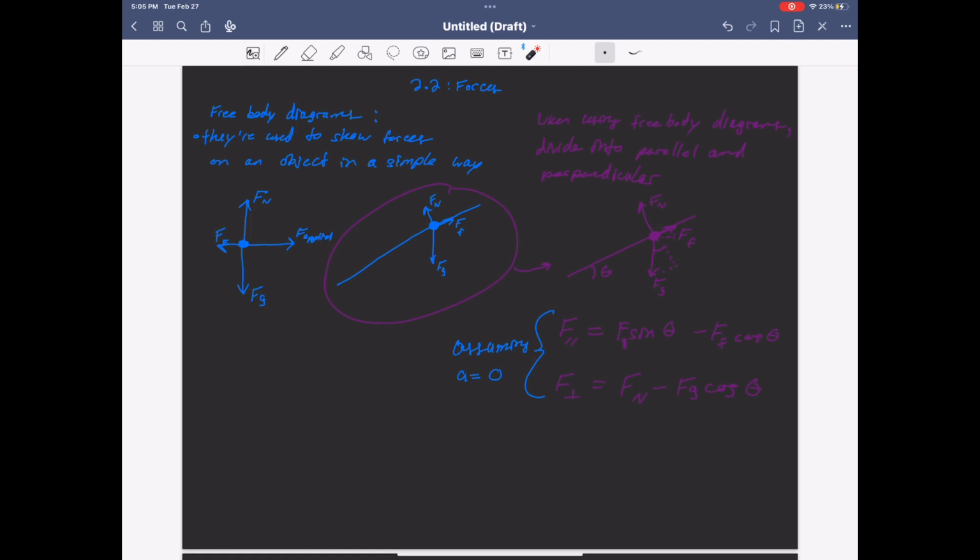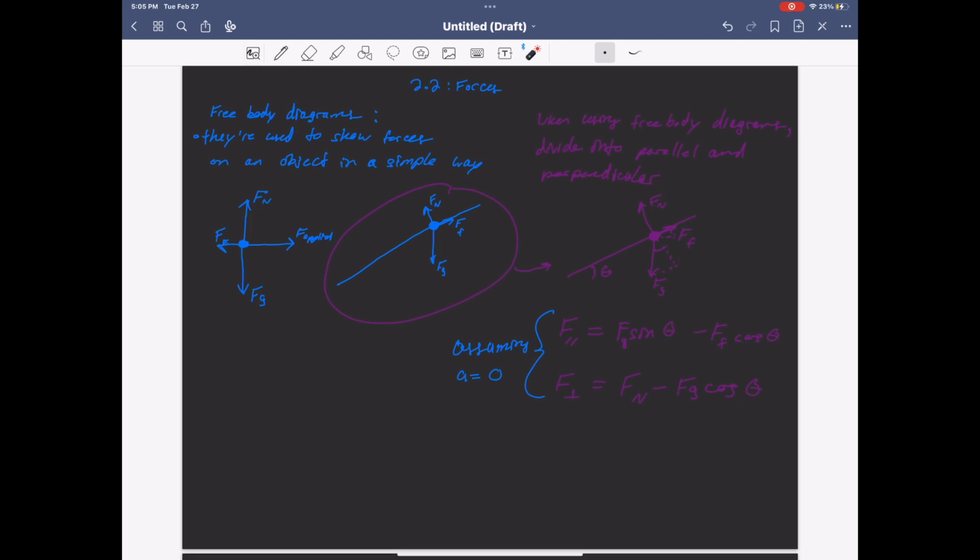And since this is just another similar triangle, translated a little bit further up, there's no confusion with sine and cosine, and it is just cosine theta, FF cosine theta. So you subtract those two, and if a equals 0, then you can set them equal to 0 and solve for either one, depending on what the question gives you.